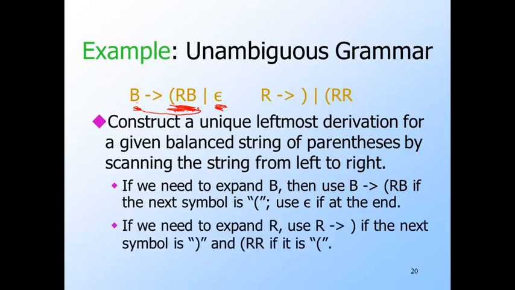If r is the leftmost variable, then the next input symbol forces us to use one of the two r productions. That is, if the next input symbol is right paren, you must use r goes to right paren. That's here. And if the next input is a left paren, you must use r goes to left paren followed by two r's. There's never an option, or the left sentential form we are deriving can never match the input string.